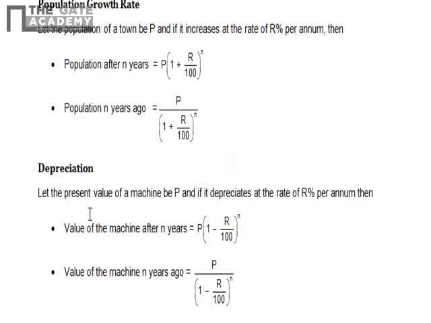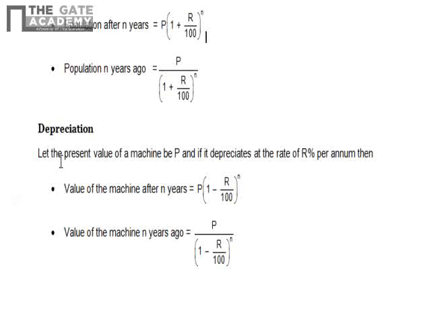On the same lines, depreciation. You are very much familiar with this concept, that the value of a machine gets depreciated after a few years. Suppose the present value of the machine is P, and if you want to calculate the future value, that is after n years, then you can calculate it by this formula. Please take care that here there is a minus, not plus. And if you want to calculate the value of the machine n years ago, then the formula is this.